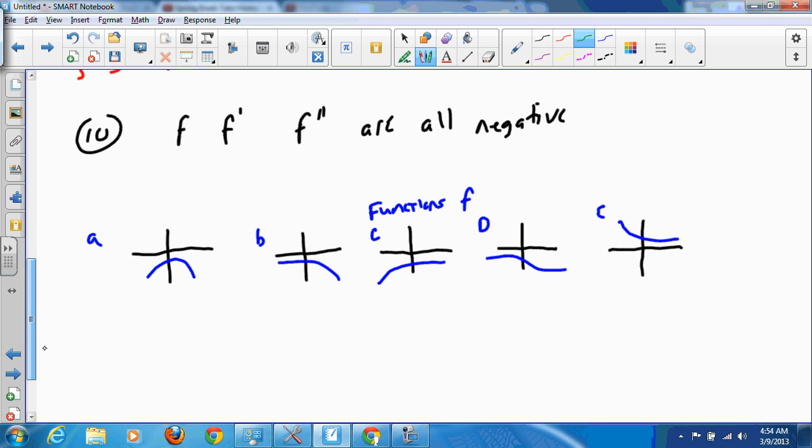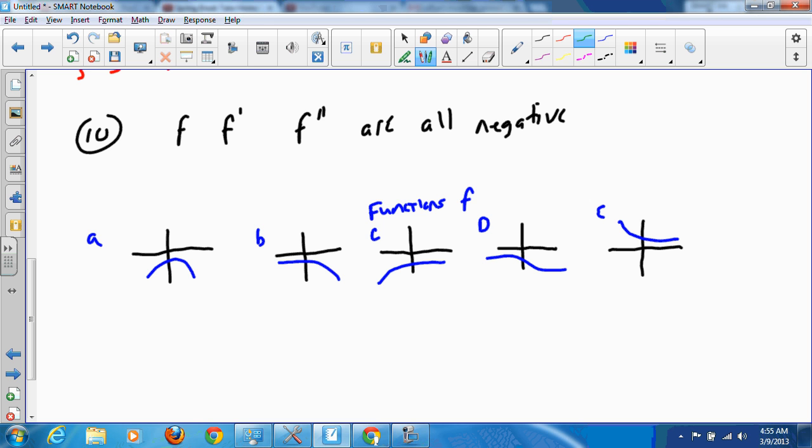Let's move on to number 10. And number 10 is another one of those concept problems that seem to scare us sometimes. They give us a statement. They tell us that the function, its derivative, and the double derivative, or the second derivative, are all negative. And they've given us the graphs of the function, so make sure you pay attention to what they give you in your graphs. So let's take a look at the functions.